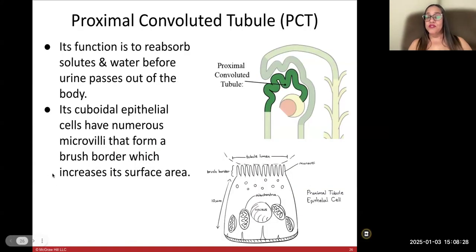The proximal convoluted tubule, or PCT, as we will call it for short, is the next part of the nephron. Its function is to reabsorb solutes and water before the urine passes out of the body. Its cuboidal epithelium cells have numerous microvilli that form a brush border, which increases its surface area, like the villi and the microvilli of the small intestine.